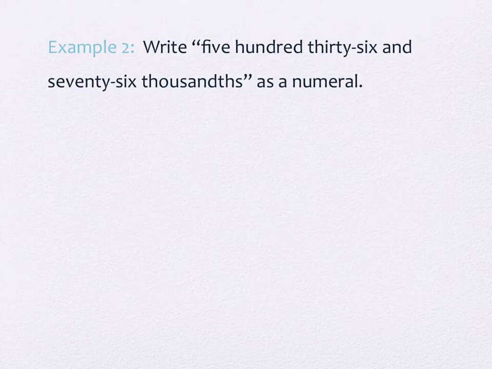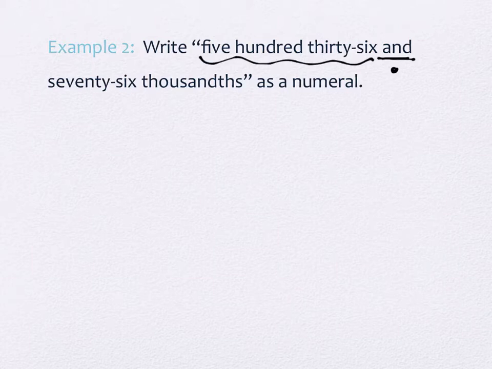So when we're given the language form, 536 and 76 thousandths, we want to write the decimal numerical form for it. So again, the word and separates things very nicely as my decimal point, right? So the starting part says 536, so that's 536, and then I have my decimal. And this says 76 at the end. But it's not like this. Why?